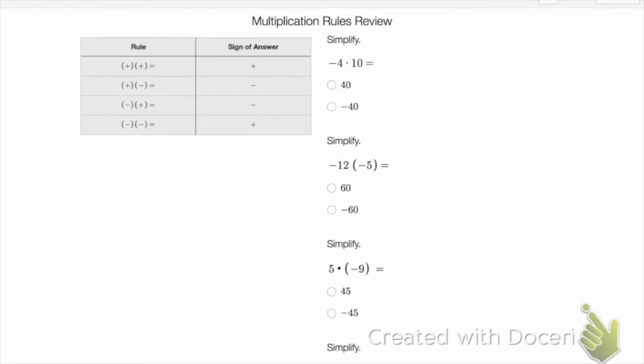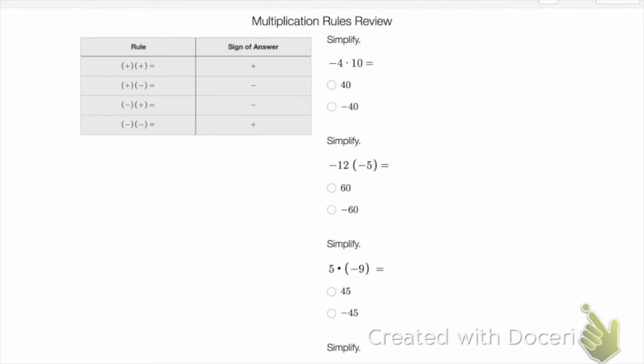So let's have a quick review of the multiplication rules. If we have positive times positive, the sign of the answer is going to be positive. Positive times negative, the sign is going to be negative. Negative times positive, the sign of the answer is going to be negative. And negative times negative, the sign of the answer is positive.